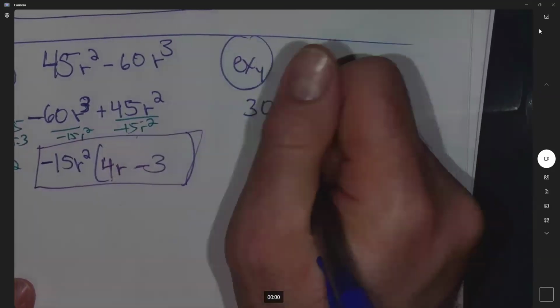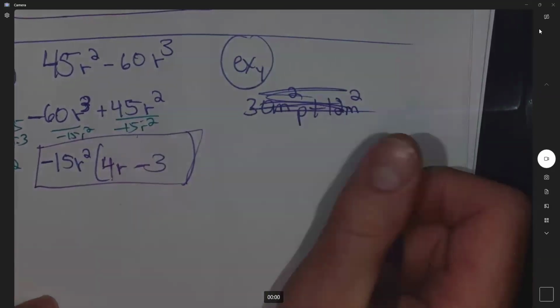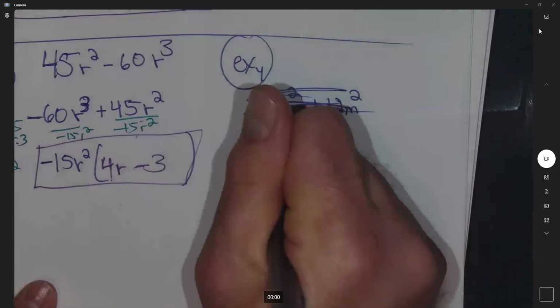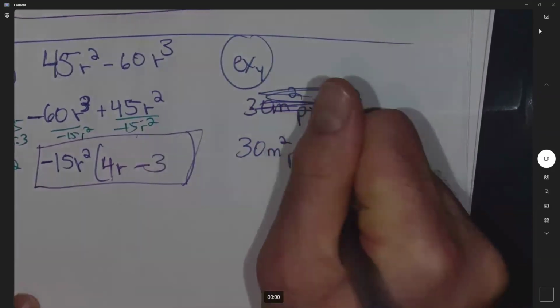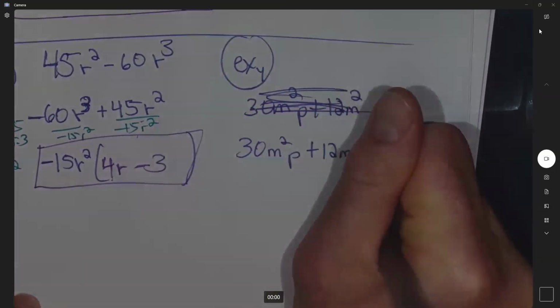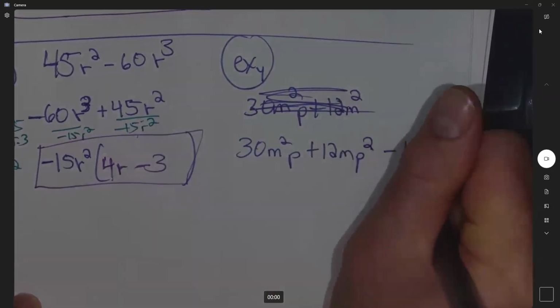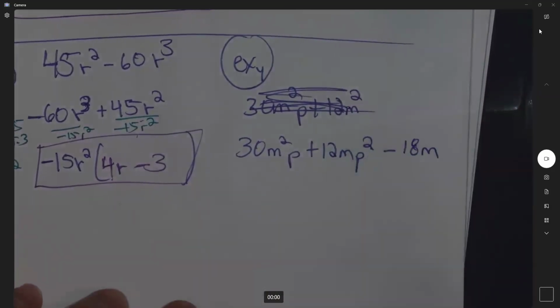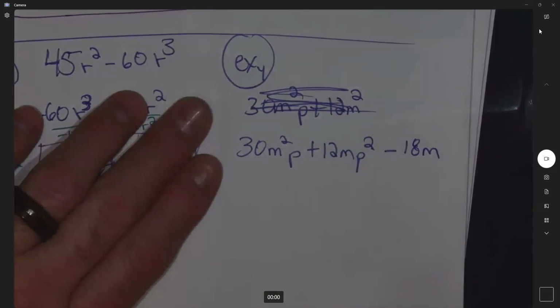Oh, no, I'm sorry, I stand corrected. Let me do this: 30m squared p plus 12mp squared minus 18m. So there's my three terms.